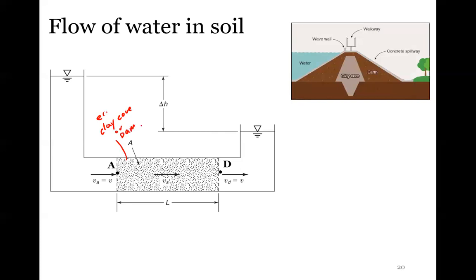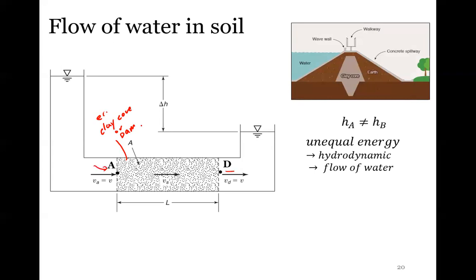So with this, we know that the head upstream is not equal to the head downstream. So that means we are going to have some type of flow. So we have hydrodynamic conditions, flow of water. That flow is going to want to enter the soil here and then leave the soil there.